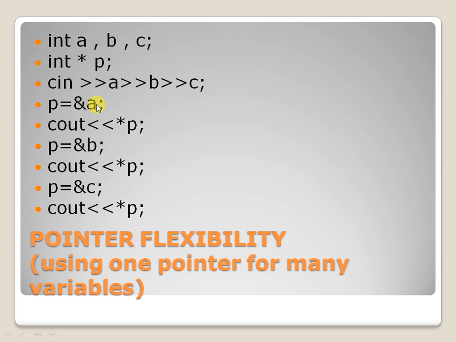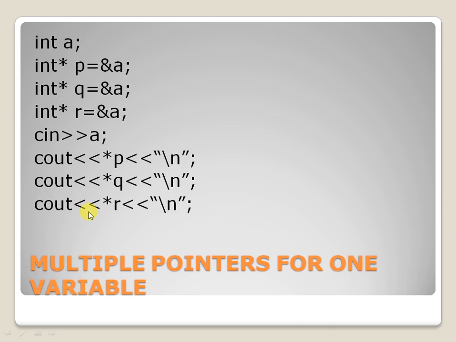First it was pointing to a, then it is pointing to b, and then the same pointer is pointing to c. And since you all know that star is used to access the value, so wherever it was referencing, wherever it was pointing, to print that variable's value you have put star. So star p, star p, and star p will give you the value of a, b and c respectively.